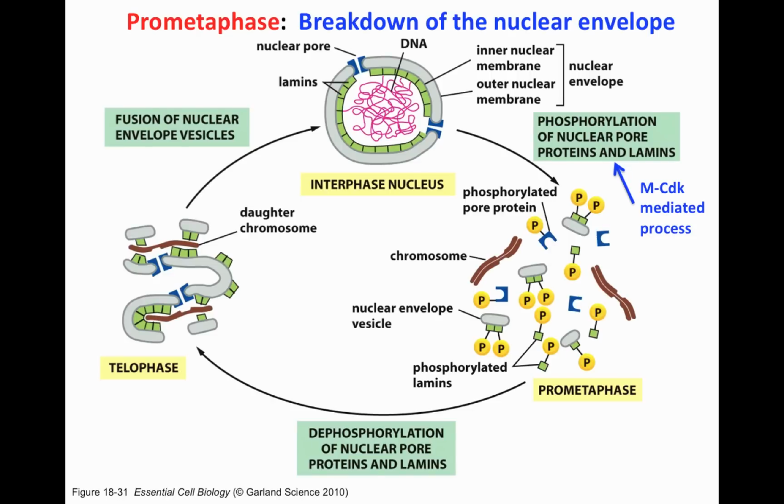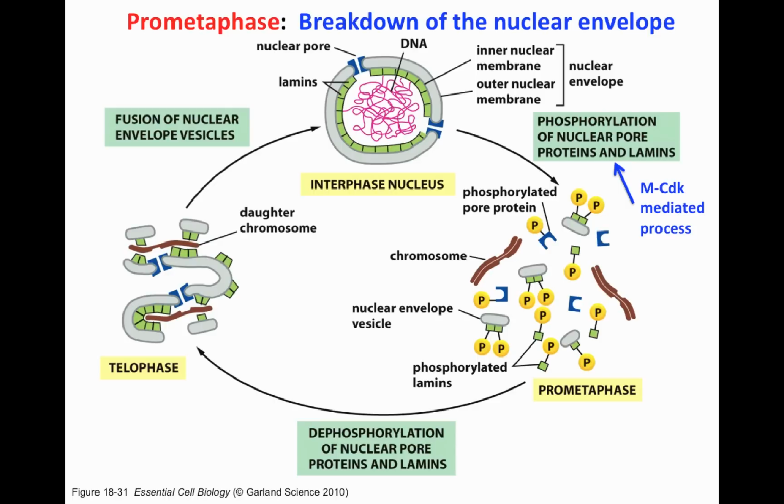Now, let's take a look at what's happening in prometaphase. As you know, M-Cdk is active during the M cycle, and M-Cdk is going to be able to phosphorylate the lamins within the nuclear lamina, as well as the nuclear pore proteins, inducing them to disassemble. So that is going to be an important step in disassembling the nucleus.